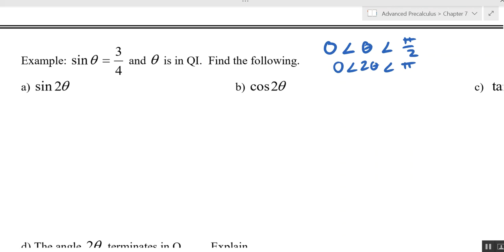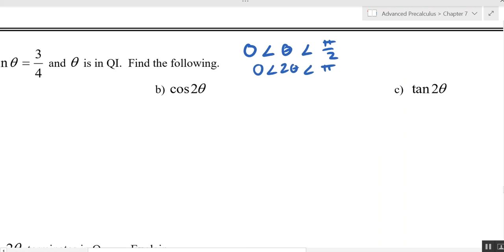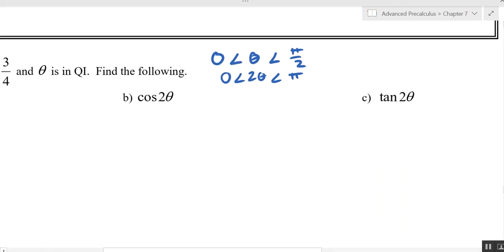So if you think about quadrant 1 and quadrant 2, the sign of each of these trig functions you should know. If it's in quadrant 1 or quadrant 2, sine would be positive no matter what. Quadrant 1, cosine would be positive. Quadrant 2, cosine would be negative. And for tangent, quadrant 1, tangent would be positive, and quadrant 2, tangent would be negative. So we don't quite know the signs of cosine and tangent yet, but we will once we evaluate it.